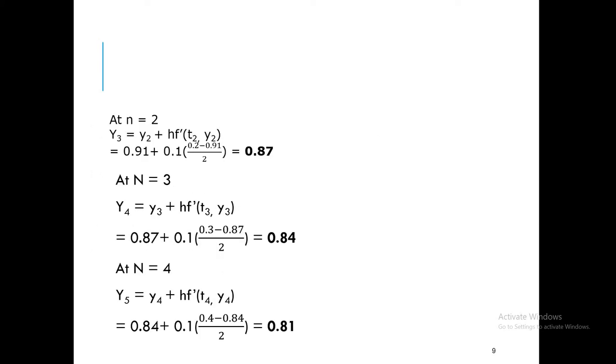So we'll move on to the fourth approximation when n equals 2. That obviously will give us 0.91 plus 0.1 into brackets. Your t here is 0.2 and your y2 is 0.91 over 2 will give us 0.87. Then we proceed with our approximation until t gets to 1. Okay, good. So at the sixth approximation, your y5 value is 0.8.